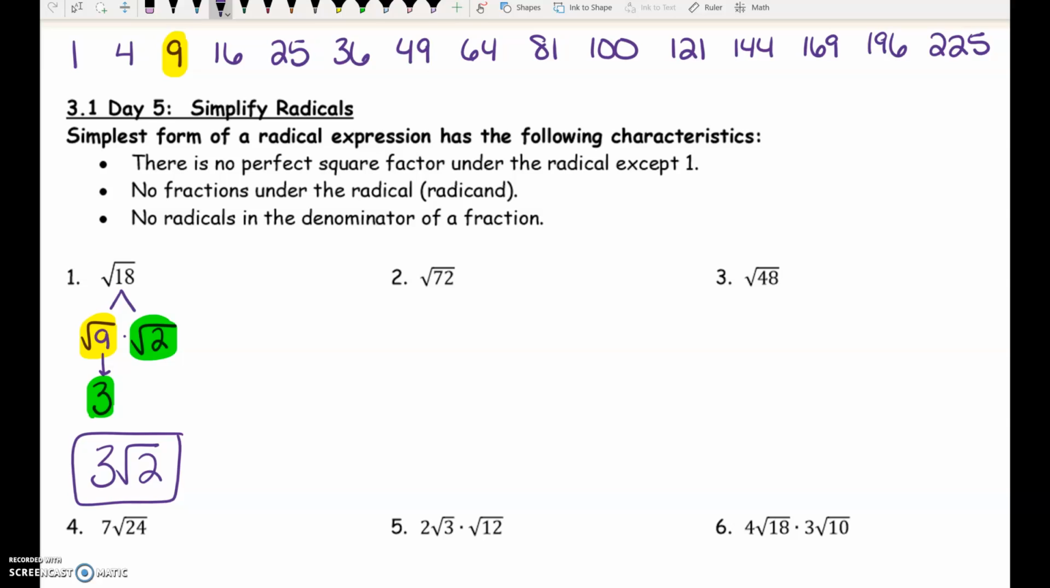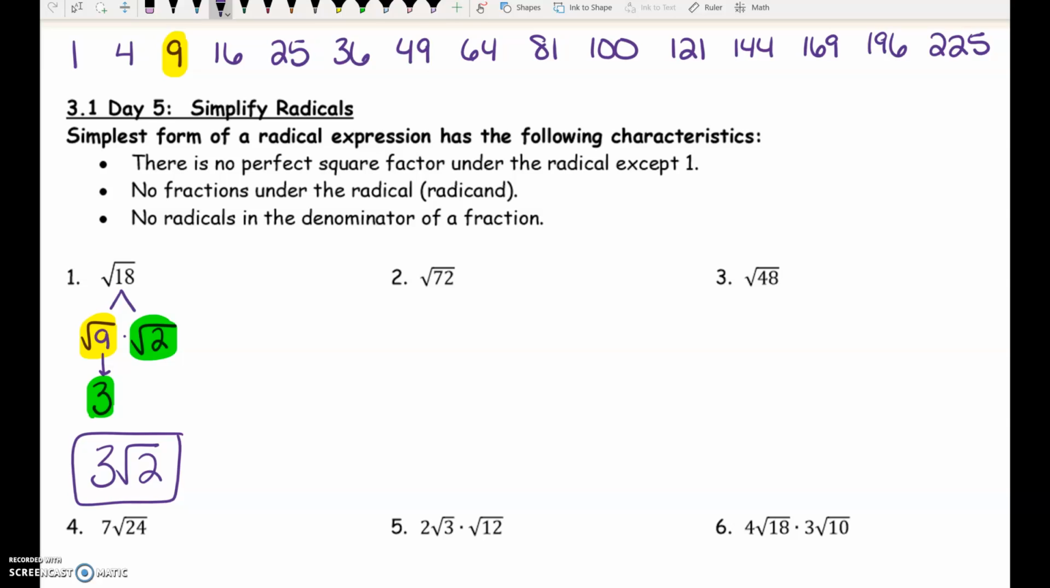All right, now let's try number 2, the square root of 72. Now, here's a potential problem. When I see 72, my brain thinks 9. But 9 is actually not the largest number on this list, and you want to get the largest number.